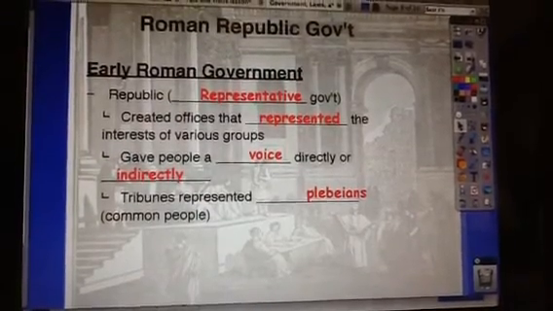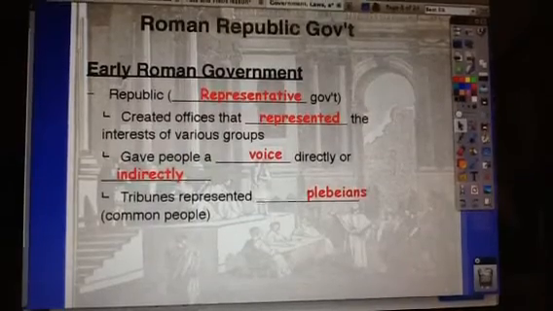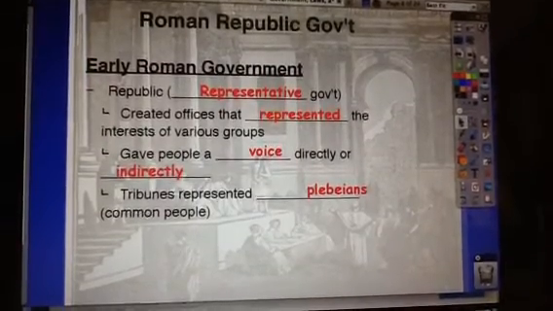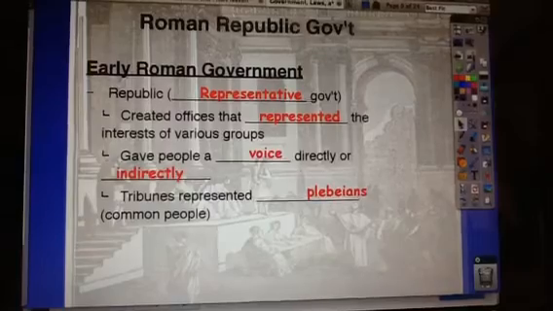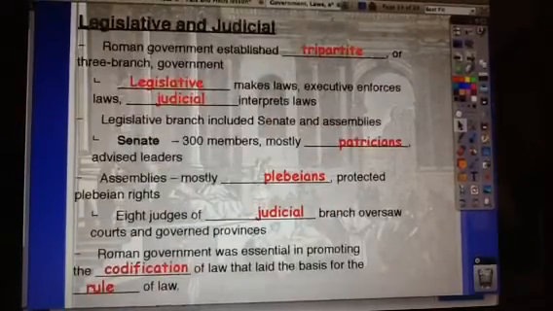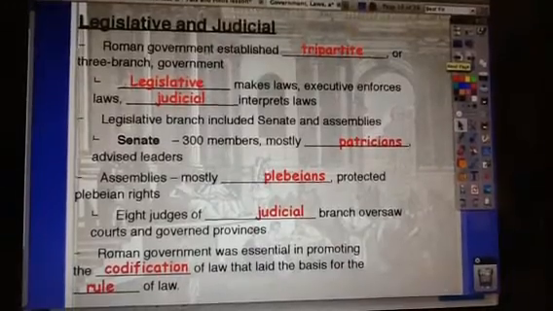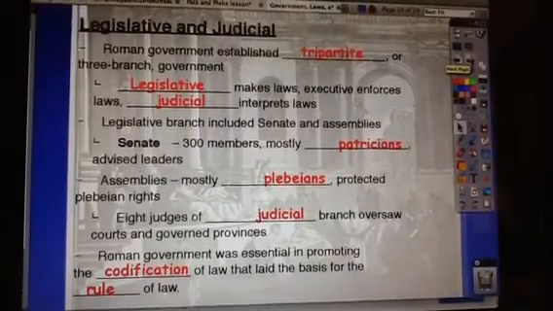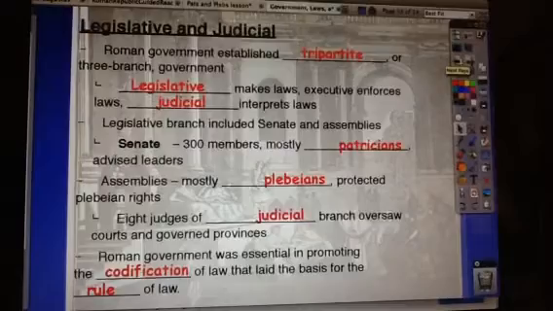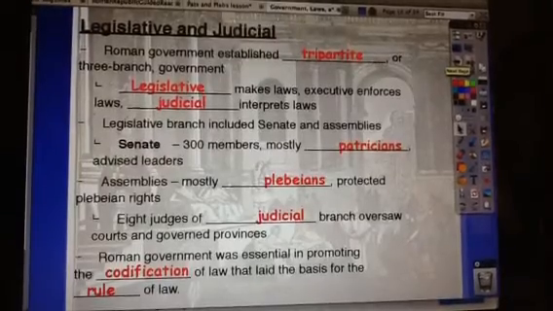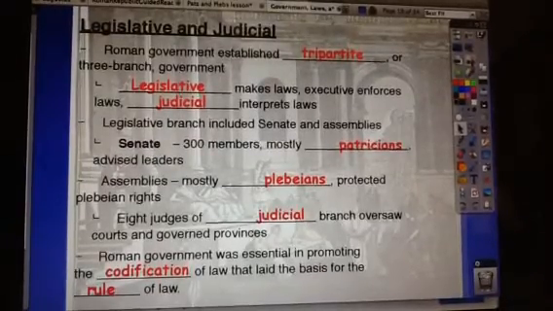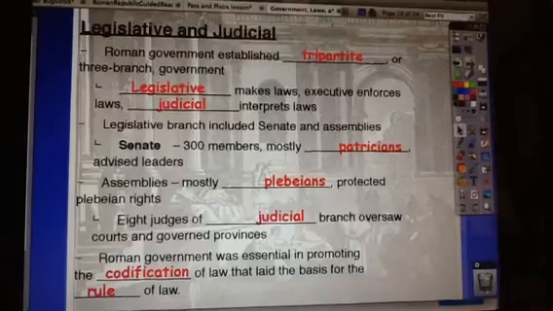And then tribunes represented plebeians. Those are the common people in Rome, plebeians. Legislative and judicial. Roman government established a tripartite or a three-branch government, the same as the American government. We are also a tripartite.